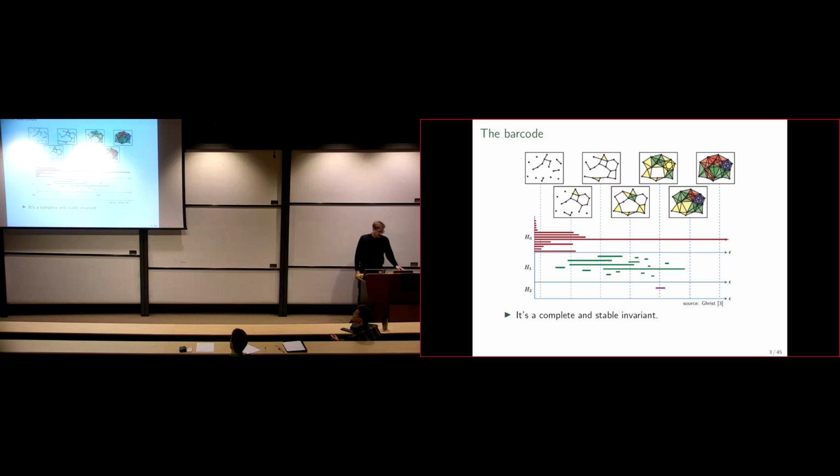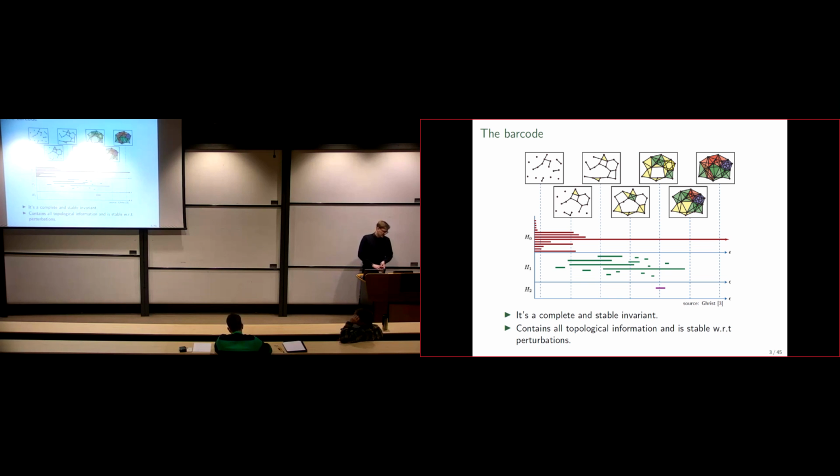So this barcode, this representation of the topological information in the point cloud, is a complete invariant, and it is also a stable invariant of the point cloud. Complete means that it contains essentially all topological information that we want. This is a mathematical statement, but in practice it means that it just contains the information we want.